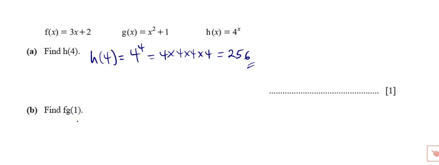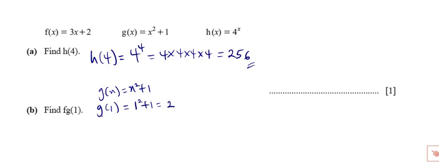All right, the second question, we have to find fg of 1. I'm going to use two approaches to solve this. So the first approach, I'll find g of 1 first. My g of 1 will be equal to 1 squared plus 1, which is equal to 2. Remember g of x equals x squared plus 1. So I just substituted the given value.